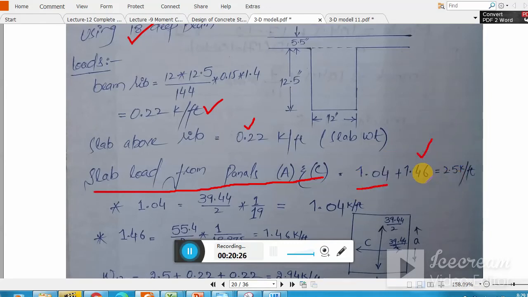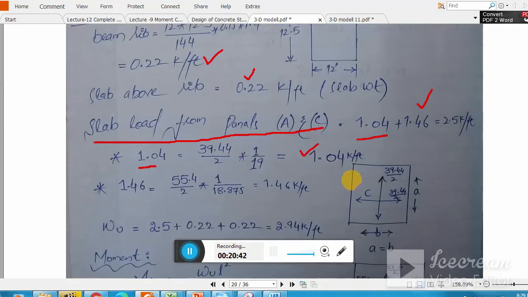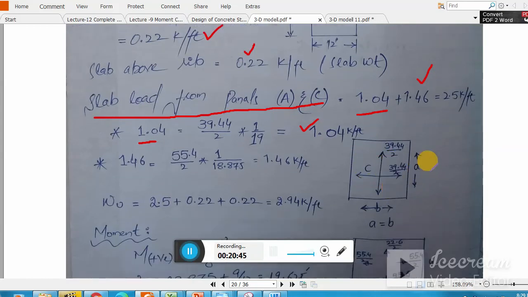How did we get these? Remember 1.04 is nothing but 39.44 divided by 2 times 1 divided by 19. That is the width of panel C, 19, the transverse width. I already explained this, 1.04. And you see here is my panel A. Let's say I assume that here is my panel A. So this width is 19, and you see 39.44 because 39 is the total load of the panel, so it will be distributed in this direction and this direction, clear.